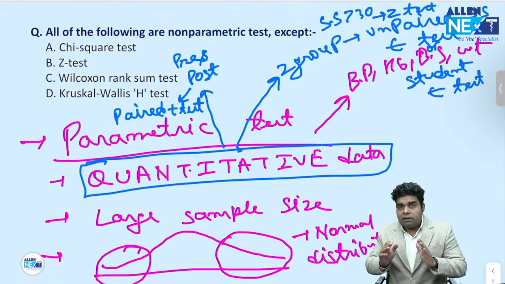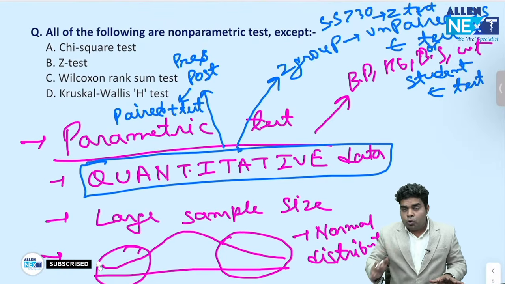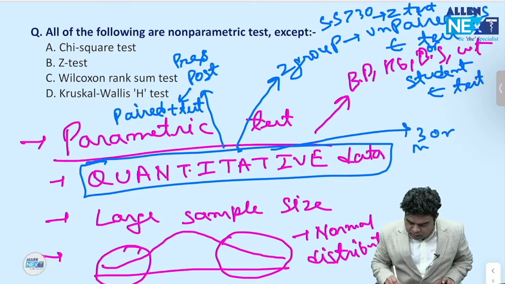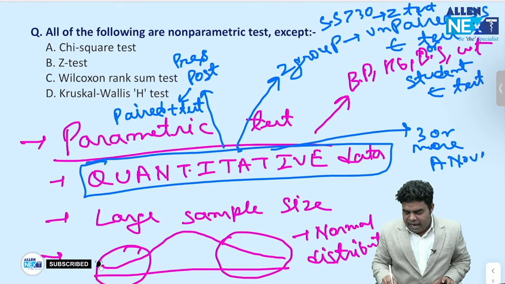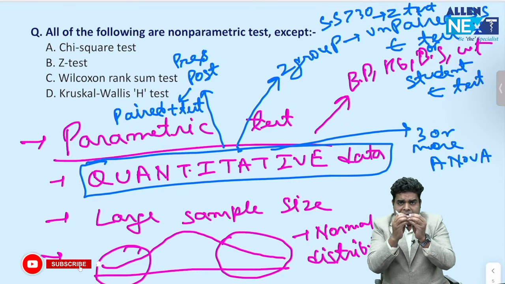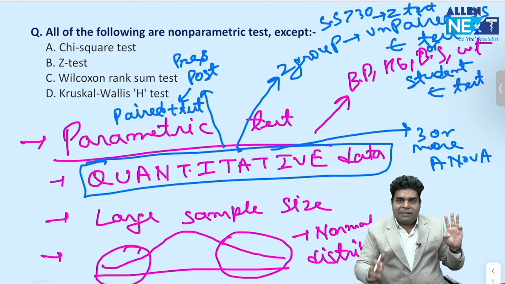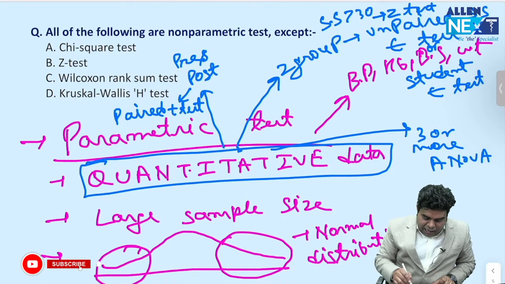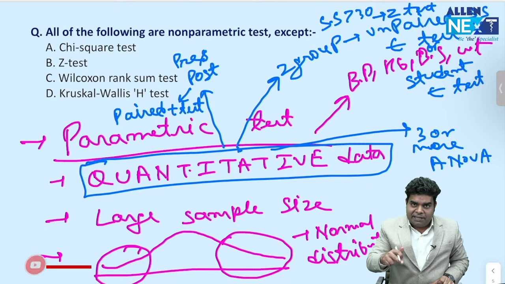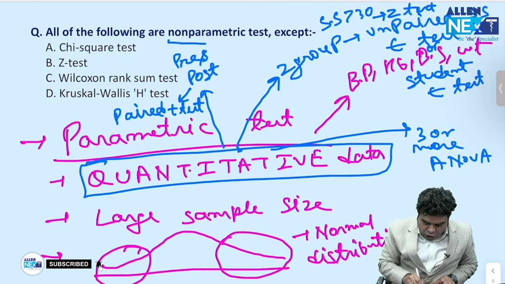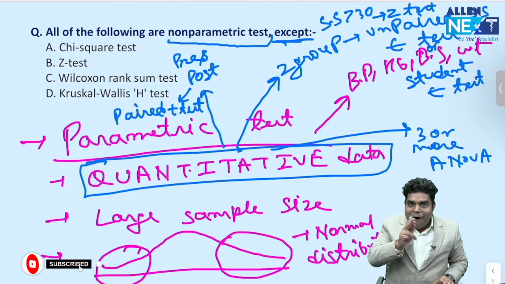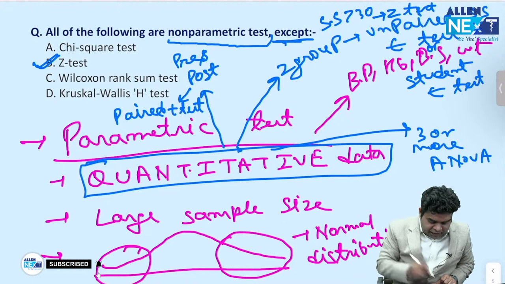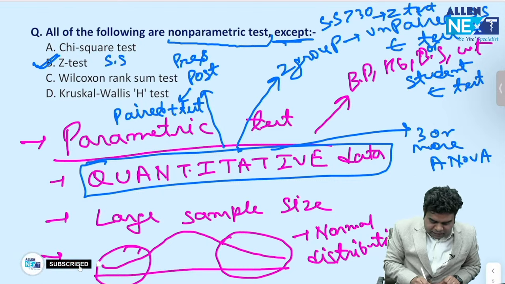I hope you remember that if there is pre-post word, paired; two group, unpaired; but more than 30, it will become Z test. And if there are three or more groups, then we apply ANOVA. ANOVA full form is analysis of variance. So by this simple way, you just remembered what are the parametric tests. Mainly three tests are parametric: paired, unpaired, ANOVA. But unpaired is also known as Z test if sample size is more than 30. So which of the following is non-parametric test except? Non-parametric except means they are asking which is parametric. So out of the four, parametric will be Z test, which is same as unpaired t-test. Only thing is sample size more than 30.